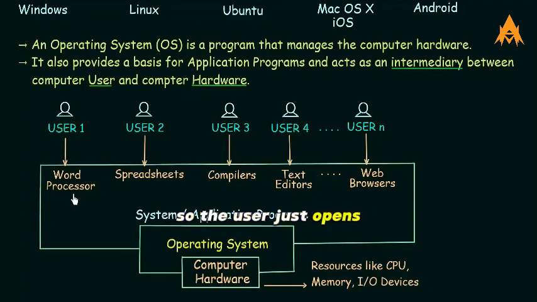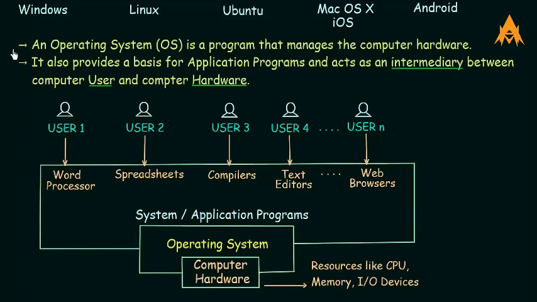So the user just opens the computer, opens what he wants to use, and just uses it, and all the underlying things that have to happen, all the communication that has to happen between the computer hardware and the user, is taken care of by the operating system. It does all of it for the user, and thus the usage of the computer becomes very easy because of the presence of the operating system. So that is the main task of an operating system.